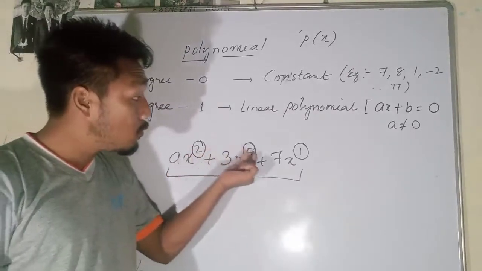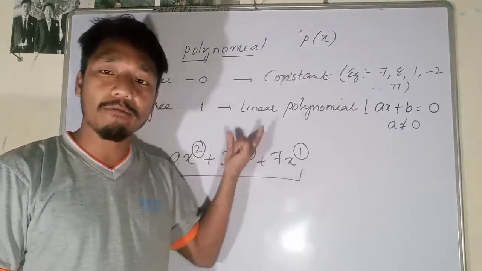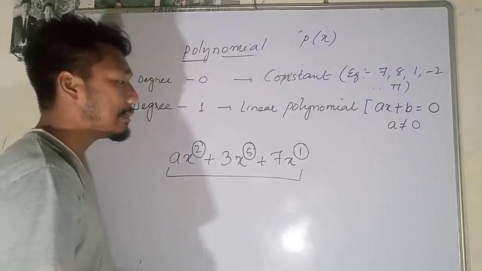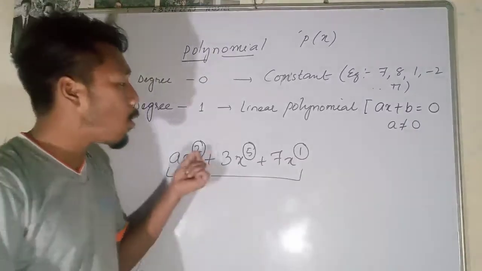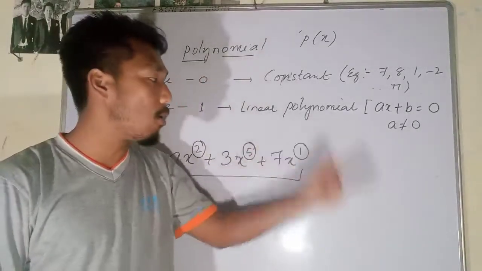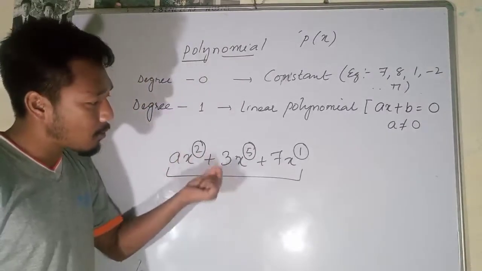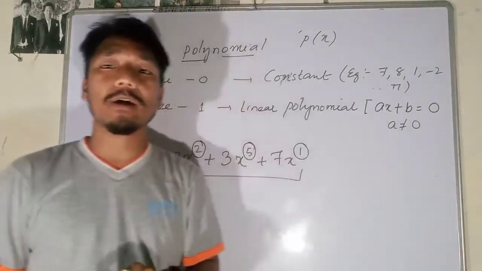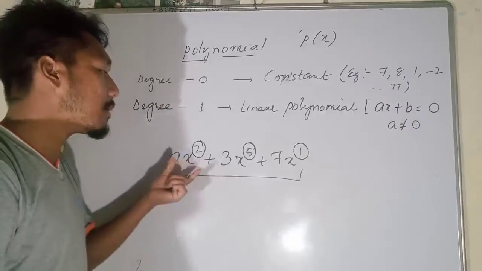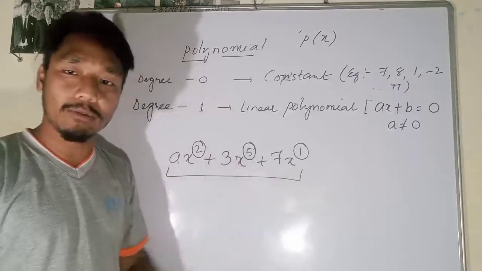And all these powers 2, 5, 1 are their degrees, and they are whole numbers. If the degree is a whole number, we say the equation is a polynomial.